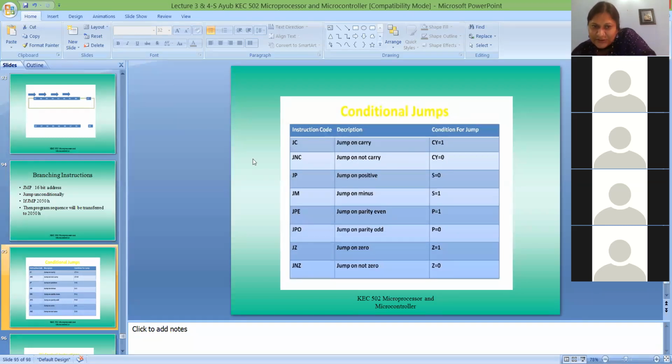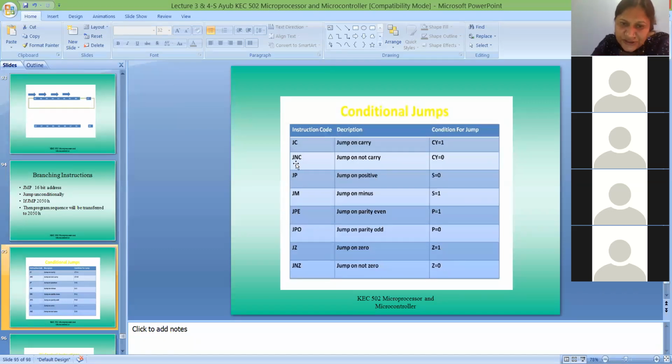So if I write JC 2050, first it will check whether carry is set or not. If carry is set, only then it will jump to 2050. If carry is not set, it will come down to the next instruction in the program, because it will not jump, because the condition is not satisfied.